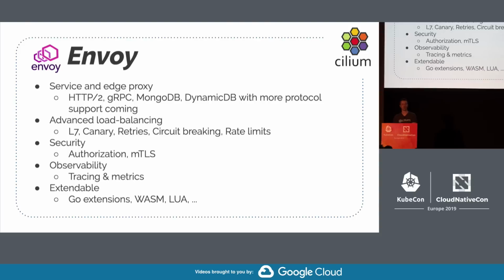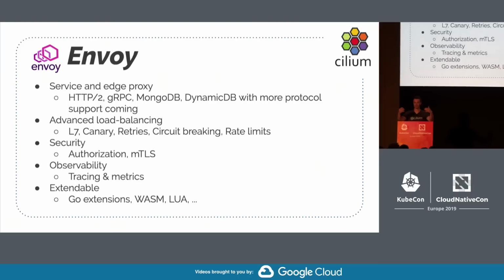path-based routing, or layer 7 aware routing, canary releases, retries, circuit breaking, rate limits. All of these things Envoy as a proxy can perform. It can also provide security services, authorization, mutual TLS, and so on. It can provide observability. This is where a service mesh is, I think, very important and very promising, giving you visibility in all of the API calls, in all of the service communication that is going on, giving you tracing, giving you metrics, and so on.